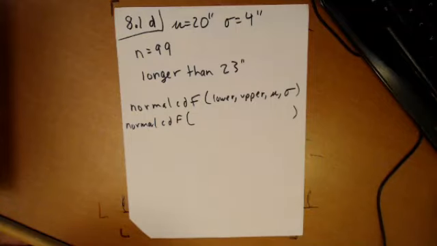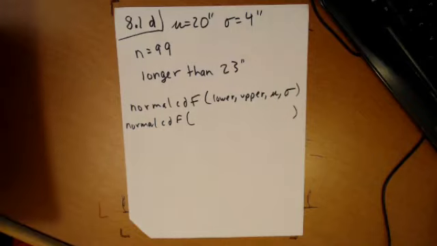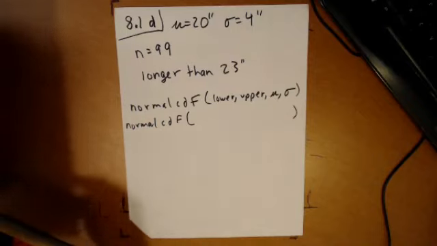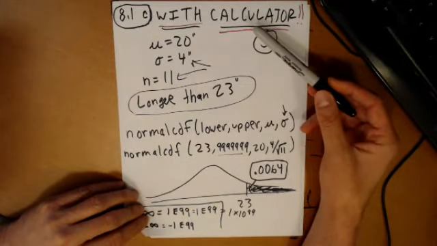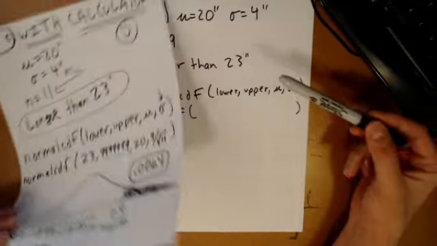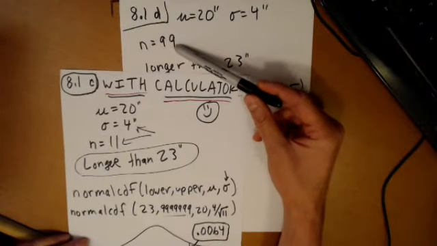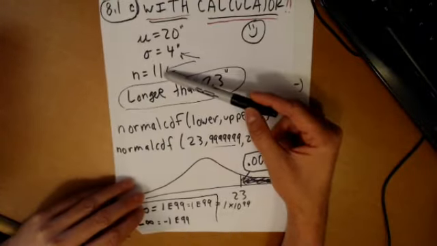Hey folks, 8.1D. What was the probability of simple random sampling 99 salmon and getting an average length longer than 23? This is very similar to the one we just did, C. So let me just put that there for a second. The only difference is we're sampling 99 salmon instead of 11.